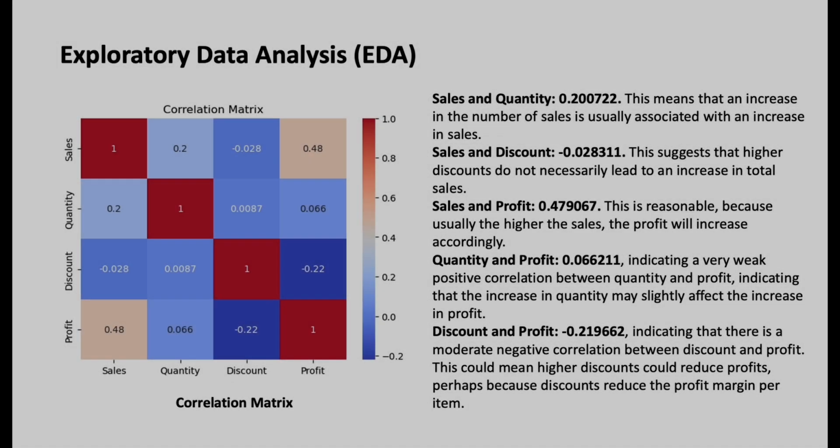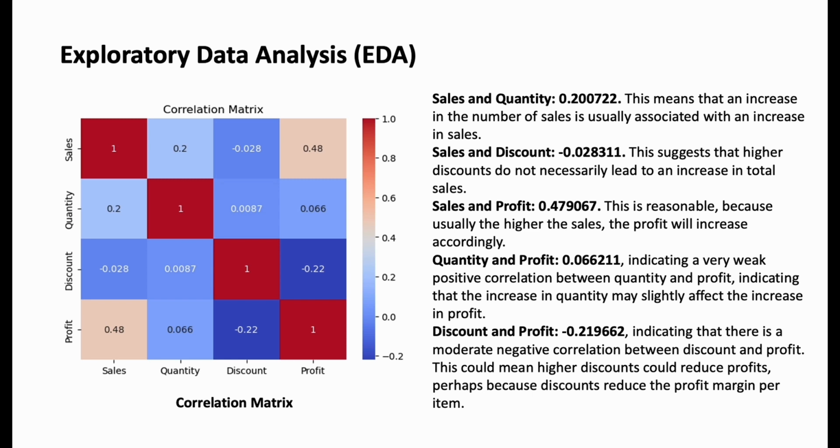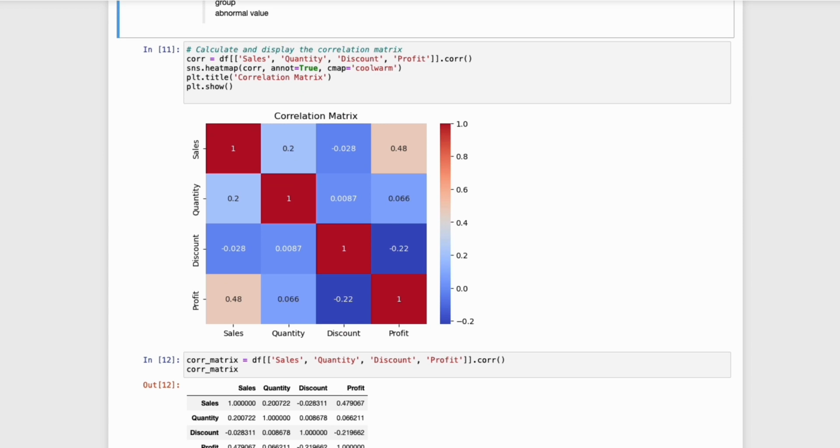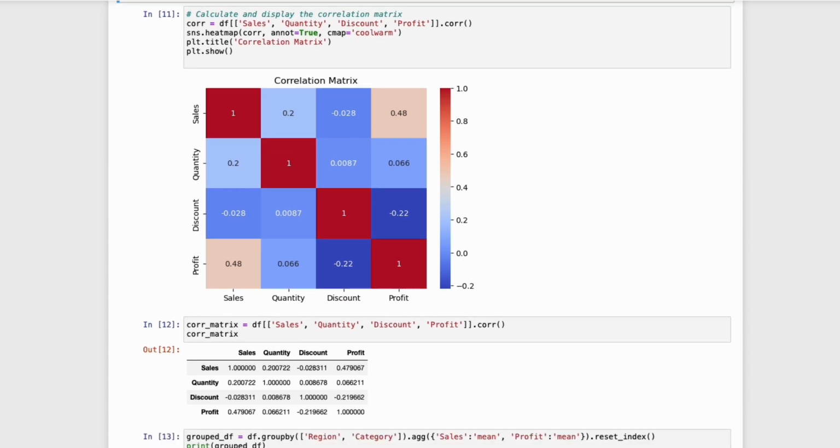The correlation matrix shows the relation between, for example, sales, quantity, profit, and discount. From this graph, we can see the sales and profit have higher correlation than others. Other specific analyses are shown on the right. In a heat map, the color depth of each cell indicates the magnitude of the correlation coefficient and is usually used in conjunction with color bars or color legends to make interpretation more intuitive.